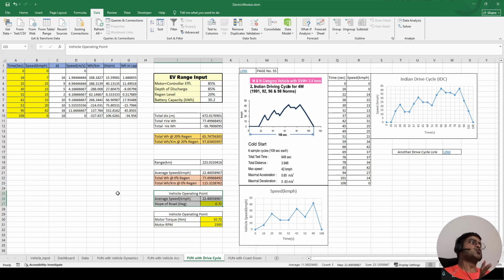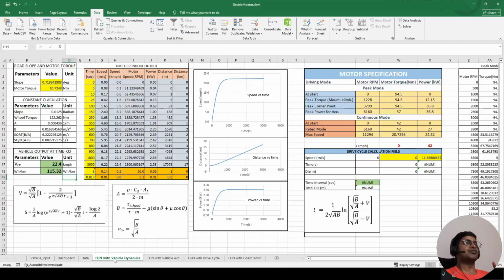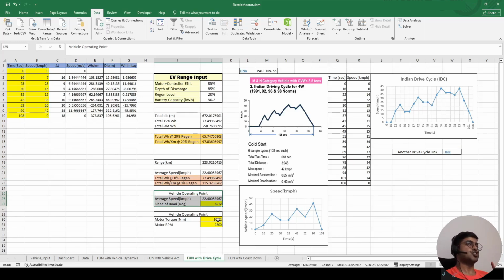But what is the use of it? What is the advantage that I see in calculating this? Let me tell you, it has the biggest advantage. With this, we can find the operating point of the motor, or the torque and RPM pair of the motor. We already got the torque of the motor, which is how much? 10.72, which I have written here.